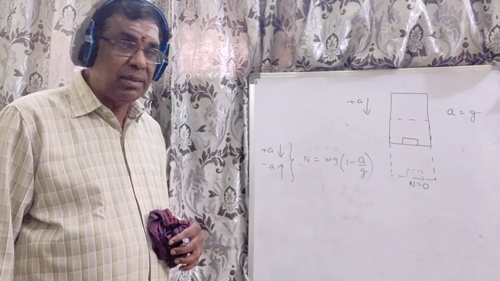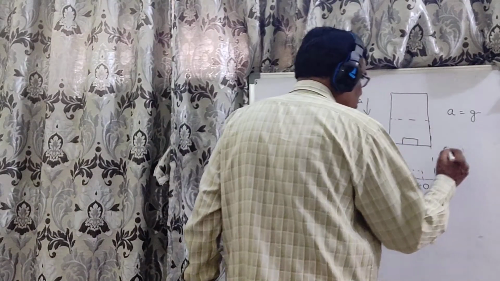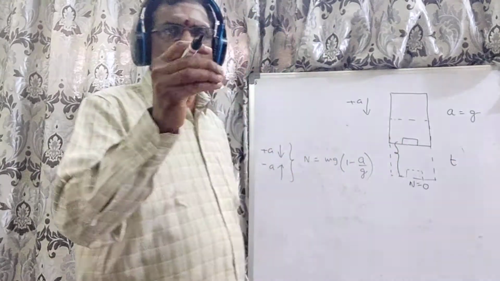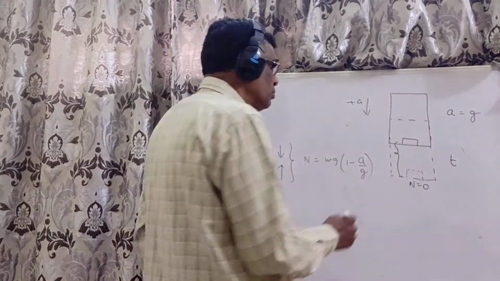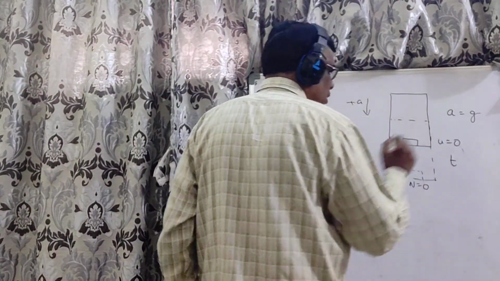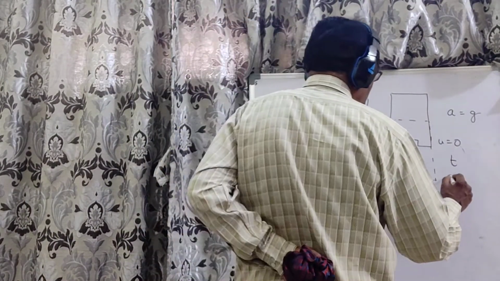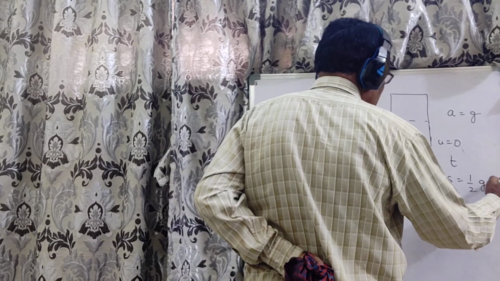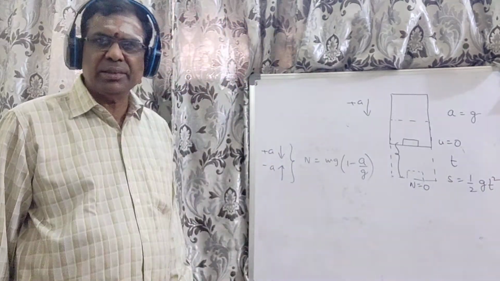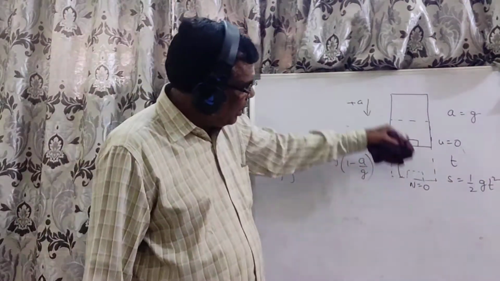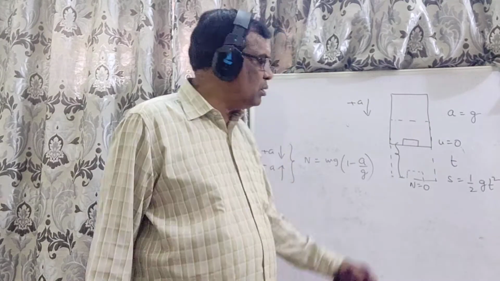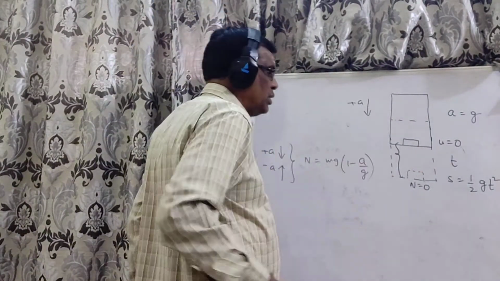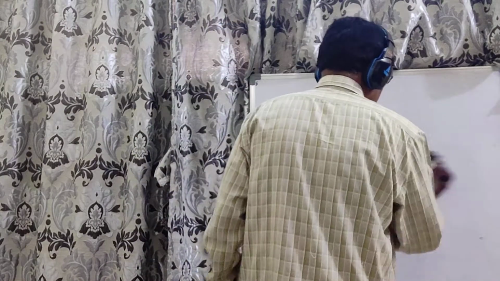Now they may ask, in time t, what is the displacement of the body? It is as though the body is dropped freely from a state of rest, say u is 0. So S is equal to half g t square. That's it. The elevator also moves down by the same amount, and the body also moves down by the same amount. So it's straightforward, simple, no complications.